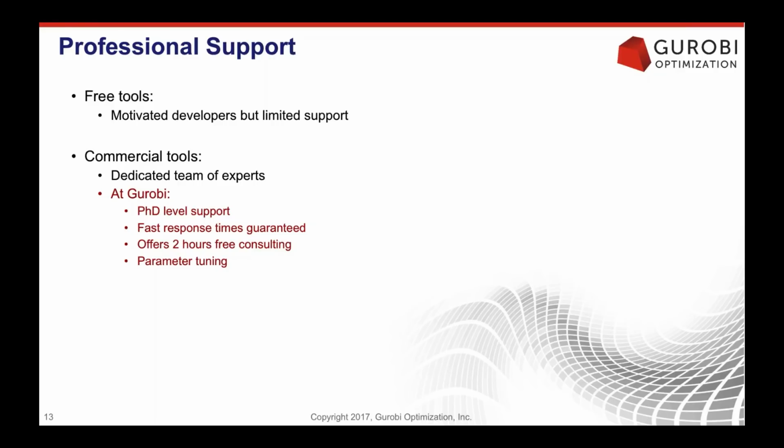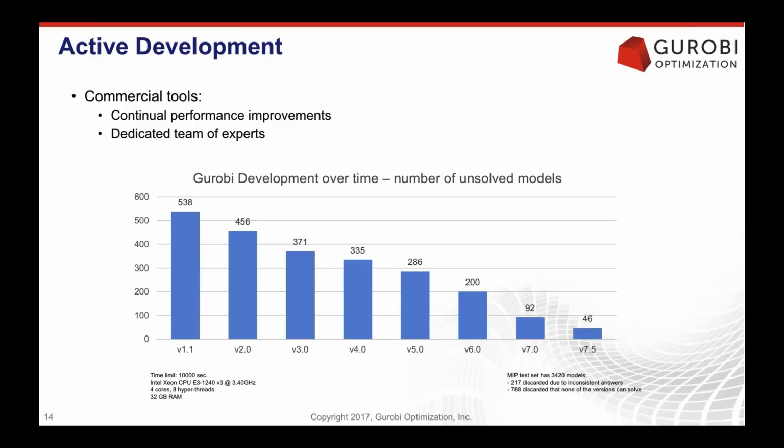We also offer parameter tuning, which means that you can send us your model and we take a look if there are any parameters inside Gurobi that we can change to make it solve faster. Also, all commercial tools have active developers, which means lots of things are going on, and from version to version, the performance improves all the time, and additional features are added to the solvers. Our developers don't do anything else than look at the code all day and try to improve Gurobi.